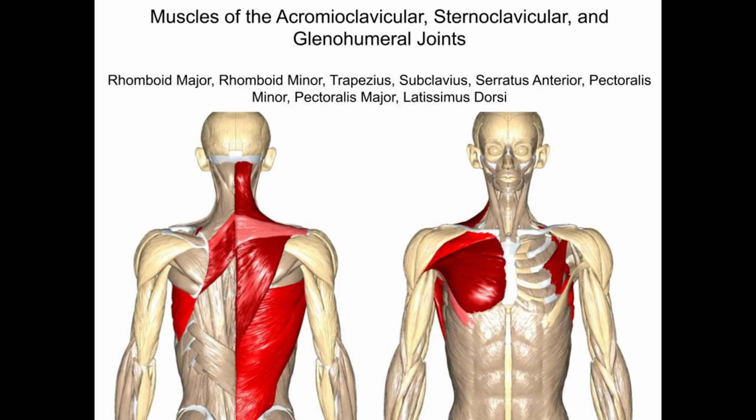Muscles of the acromioclavicular, sternoclavicular, and glenohumeral joints. This will include rhomboid major, rhomboid minor, trapezius, subclavius, serratus anterior, pectoralis minor, pectoralis major, and latissimus dorsi.